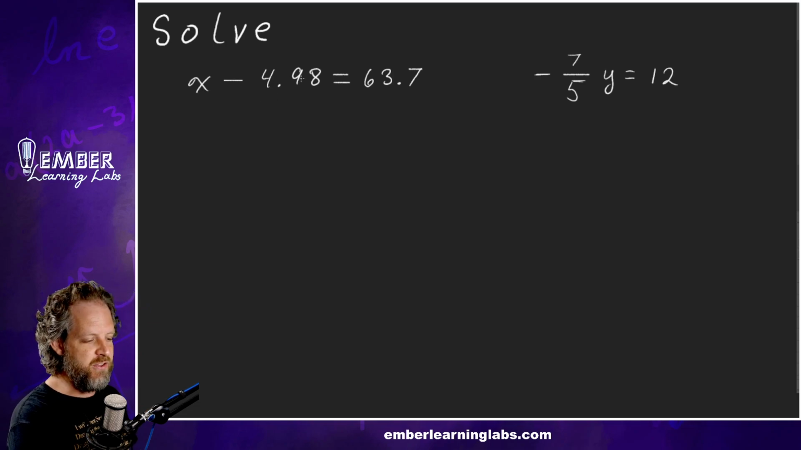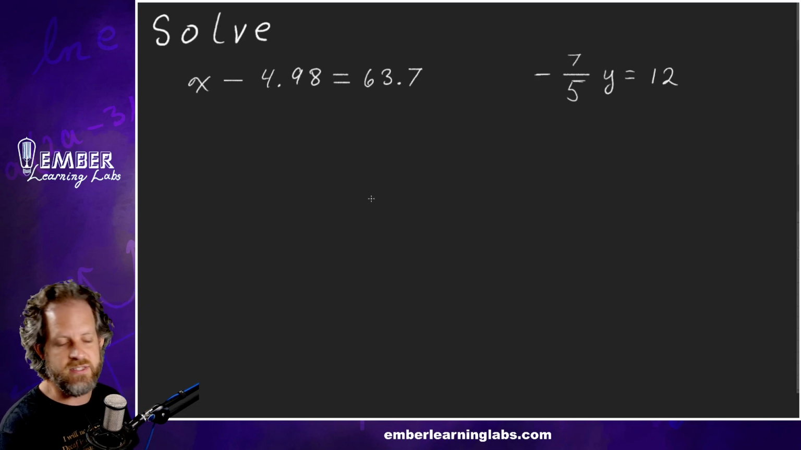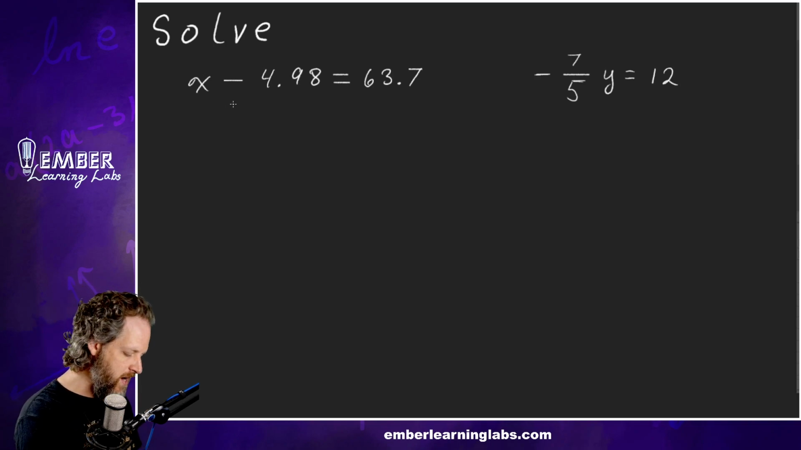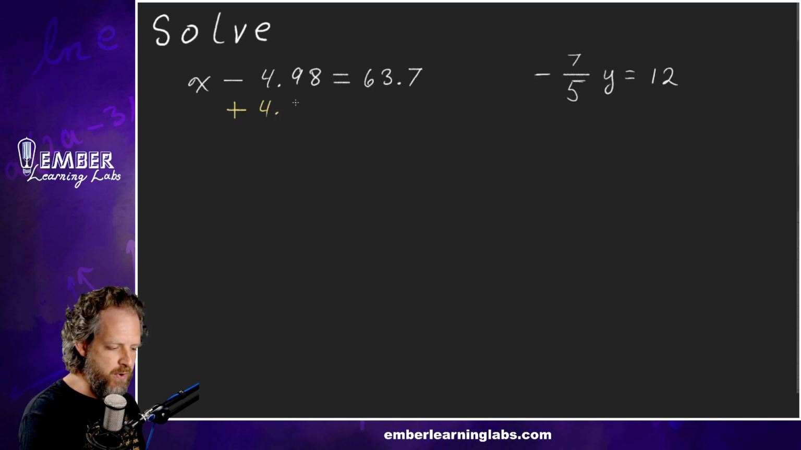So we have x minus 4.98 equals 63.7. So how is that 4.98 attached to the x? Well, it's subtracted. So how do we get rid of it? You guessed it, add it. So add 4.98 to both sides.